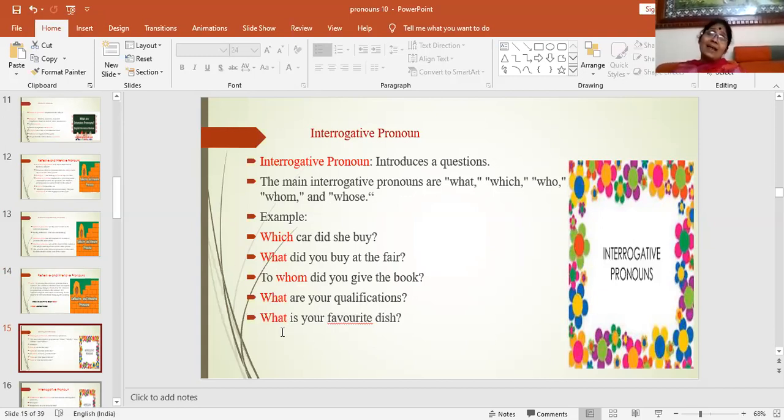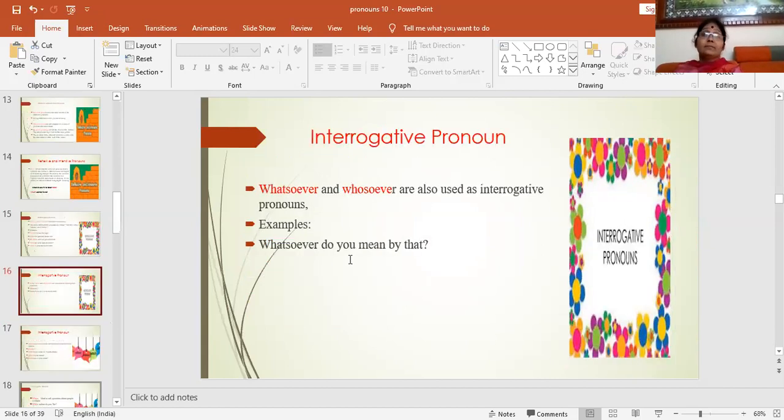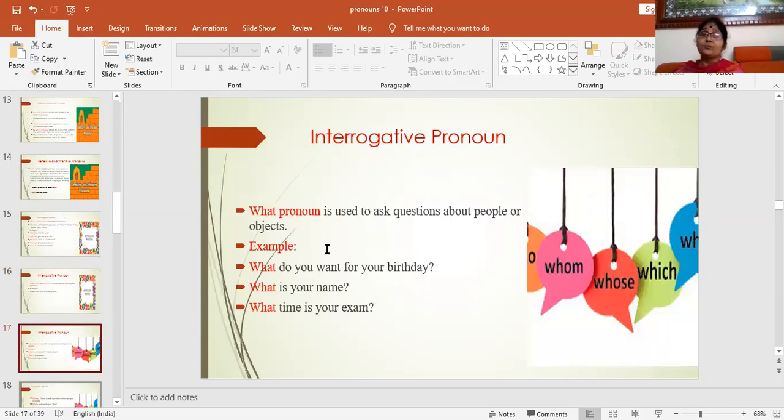Now let us understand when to use which, when to use what, when to use whom, right? Before that, I would also like to tell you that whatsoever and whosoever are also used. Whatsoever, whomsoever, whosoever are also used as interrogative pronouns. Example: whatsoever do you mean by that? So we also use such interrogative pronouns to ask questions. Now let us understand where to use our interrogative pronoun what.